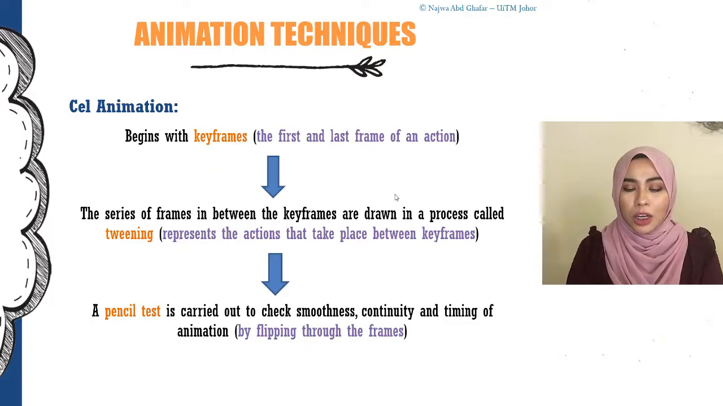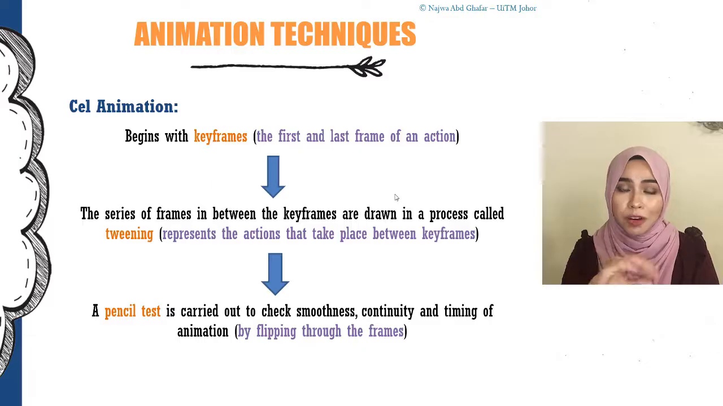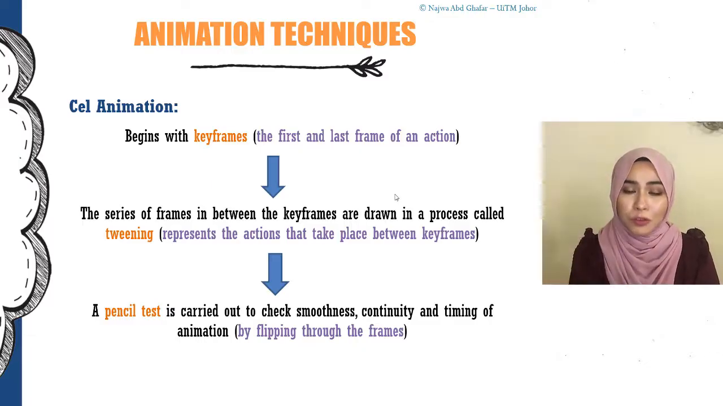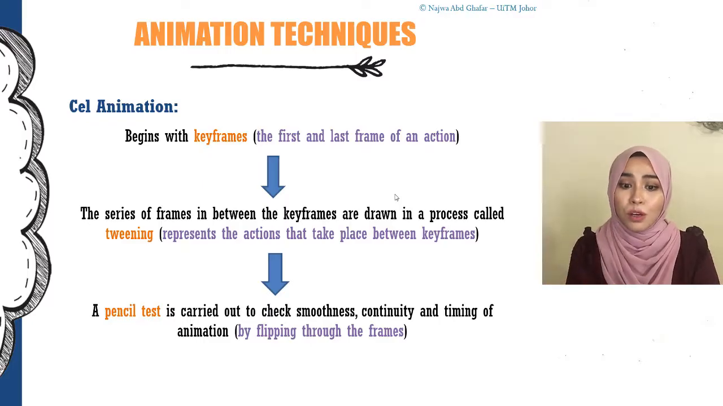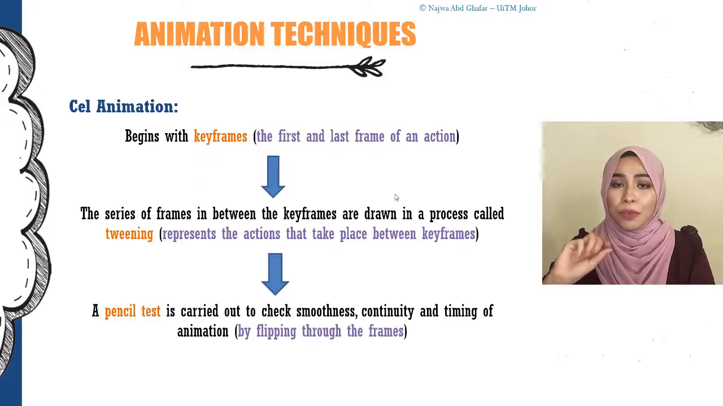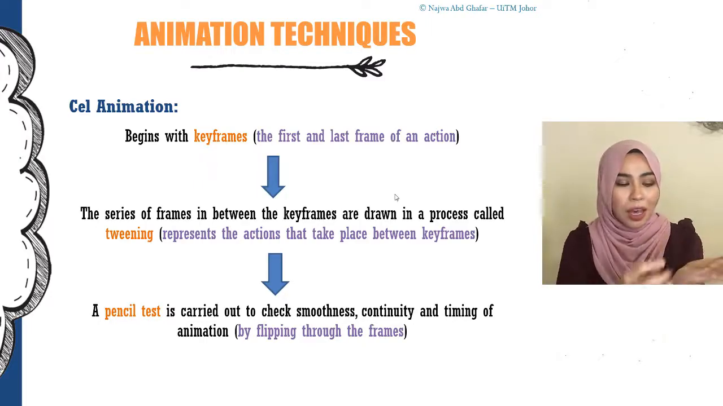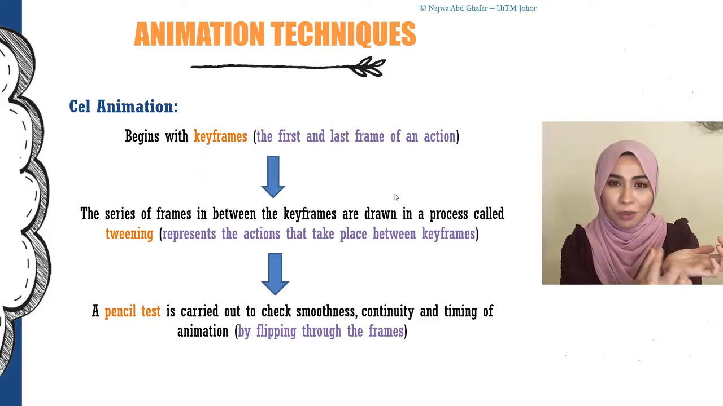When you flip through the images very fast, or when you play the images very fast, it will create the illusion of movement. So animators need to test whether their animation is smooth or not. They will do a pencil test, whereby they flip through the frames. It is as if you're flipping through a book. You know where you have a book, and at the edge of the book you draw different pictures. When you play it very fast, you can see the pictures moving, right? What you're creating is actually an animation. It is a similar concept to this as well.